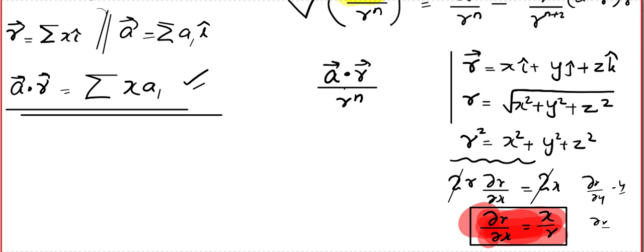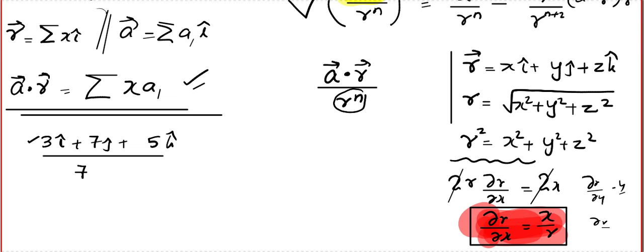Now, r power n means this whole stuff to the power n. Now look at this. I'll make you understand. We are dividing by a scalar function. Think about it. If you divide 3i plus 7j plus 5k by a number, I am talking about constant vectors and numbers, what you do is you divide separately, right? 3 by 7 into i, 7 by 7 into j, 5 by 7 into k.